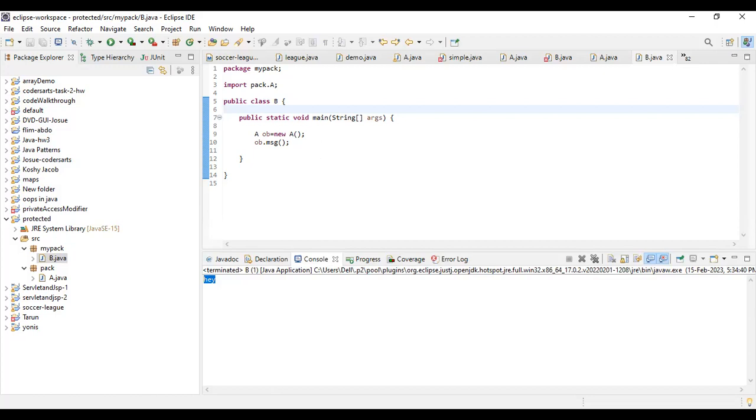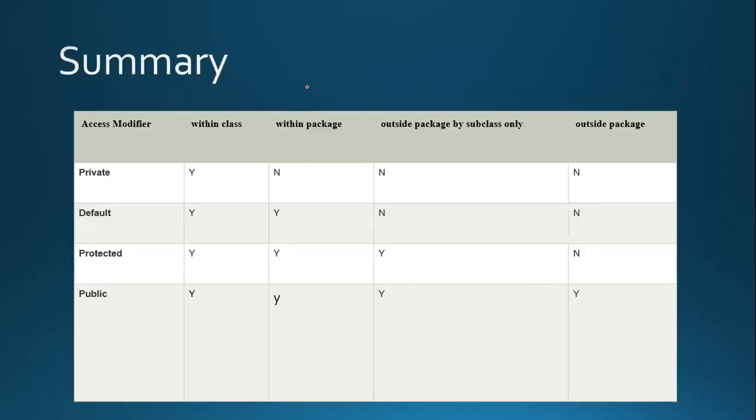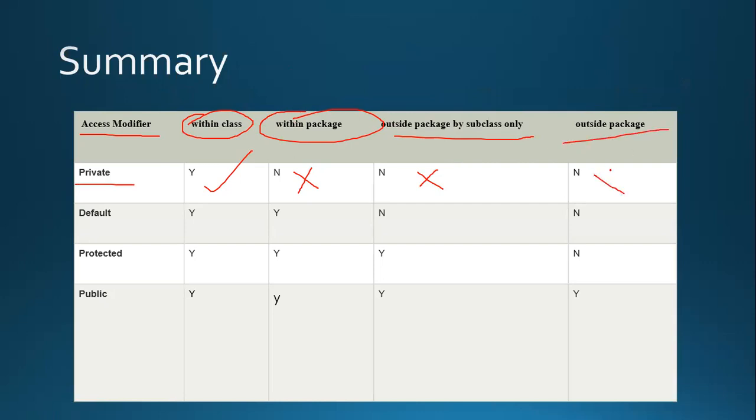So this brings us to the summary. Let's just recollect and conclude with a small table. So here are the access modifiers and these are the boundaries. So private can be accessed within the class, yes. Within the package, no. You cannot access it outside the class. Outside the package by subclass, no, you cannot do it because the access is only within the class. And again, outside the package, not possible.